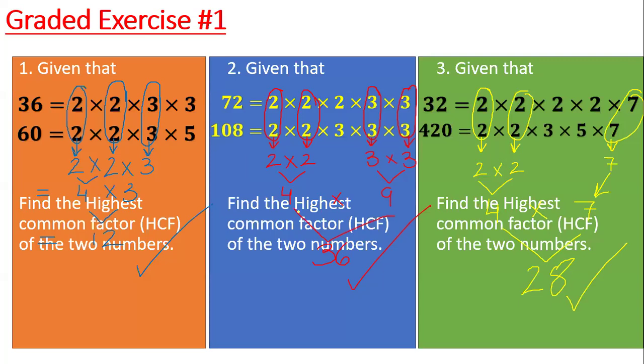The answers are as follows. Number 1, 12. Number 2, 36. Number 3, 128. Did anyone get all right? Let me know if you got all right. If you got all right, put I inside the chat. If you got 1 wrong, put Y. If you got 2 wrong, boy, that's tough.